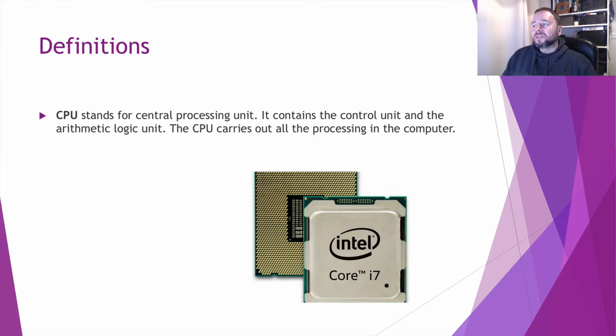It says that it contains the control unit and the arithmetic logic unit. They are two parts of the CPU. We will look at them in more detail in the future, but the control unit controls the flow of data inside the CPU, and the arithmetic logic unit does all of the maths and the logic inside the CPU. So the acronym CPU stands for the central processing unit. It contains the control unit, it contains the arithmetic logic unit, and it's where all the processing is done.